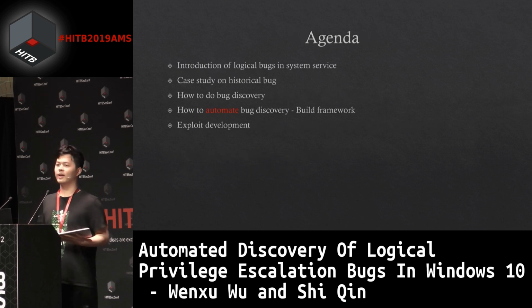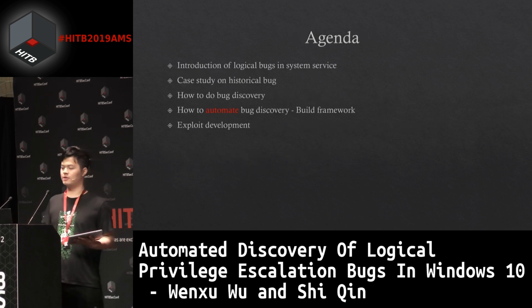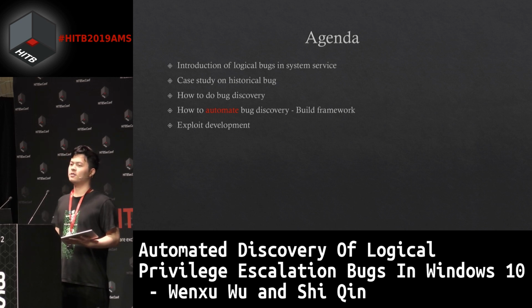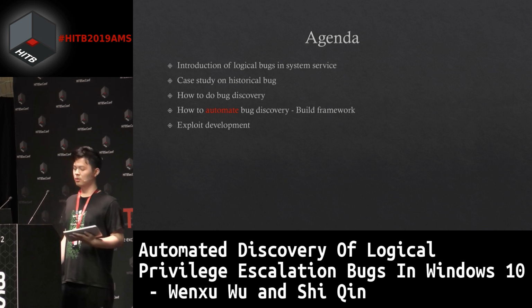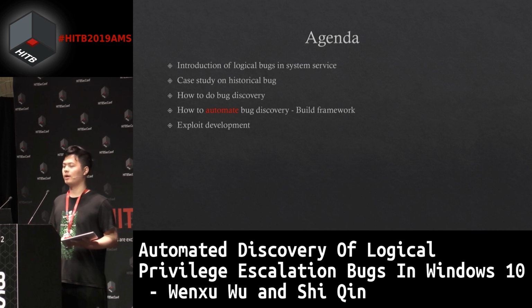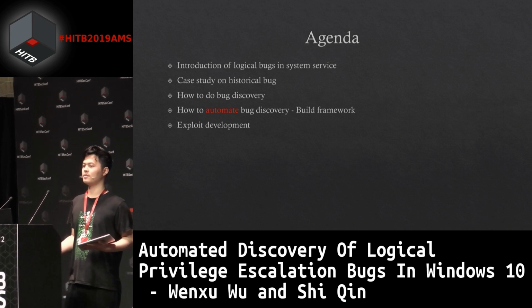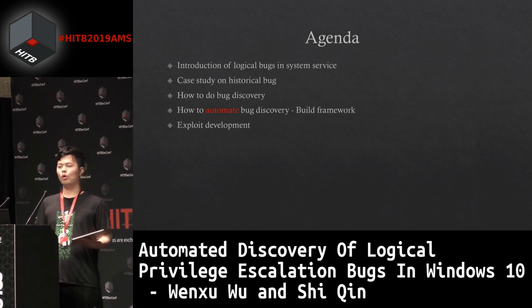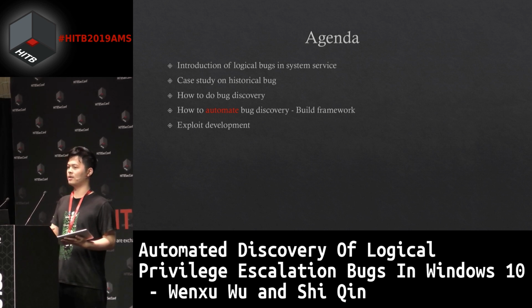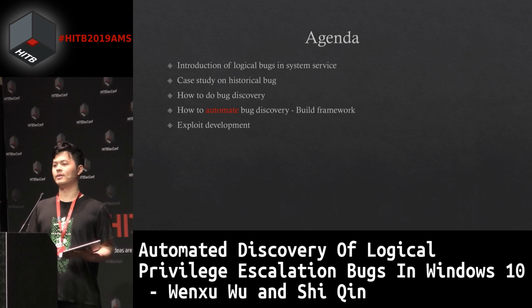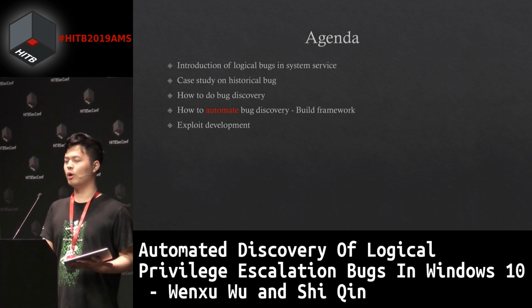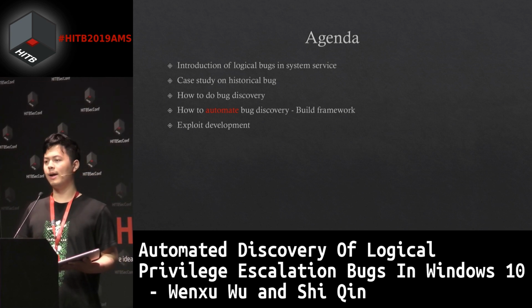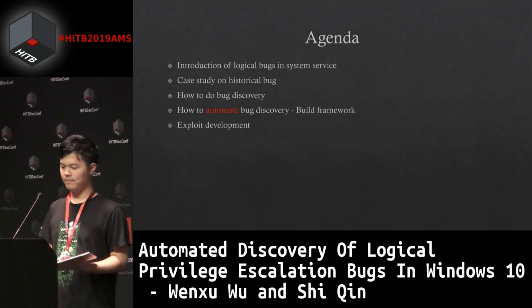I divide today's presentation into 5 steps. First, I will introduce the logical bugs in Windows 10's system services. Then we'll do some case studies based on historical bugs. Then we will learn how to do bug discovery and automate this process. Finally, we'll do some work on exploit development.